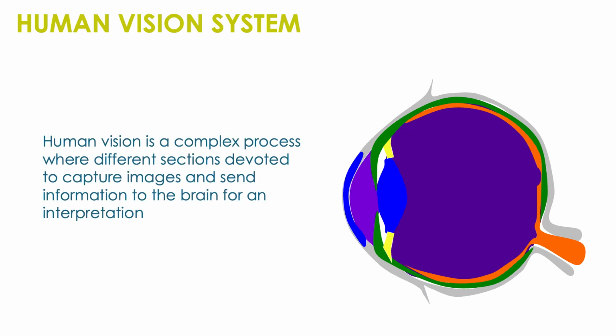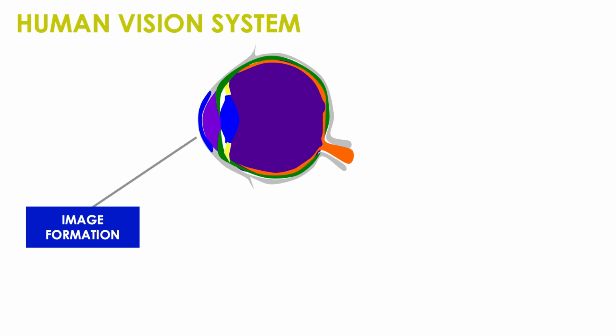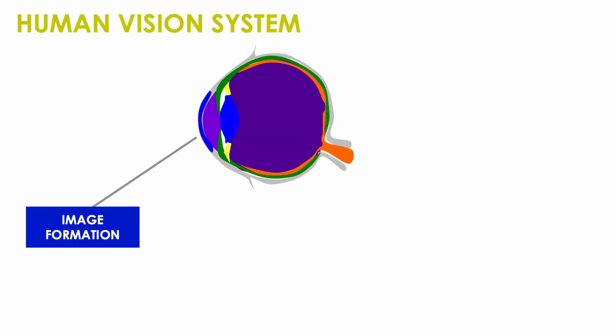So the human vision system entails a complex process involving various sections of the eyes to capture images and send information to the brain for interpretation. Images captured by our vision system pass through three main steps, which are complex steps. Image formation, where the image is captured. This phase is also the one where the focusing process happens in order to best capture the image, and our eye is able to refocus in order to adapt. The cornea and lens are involved in this stage.